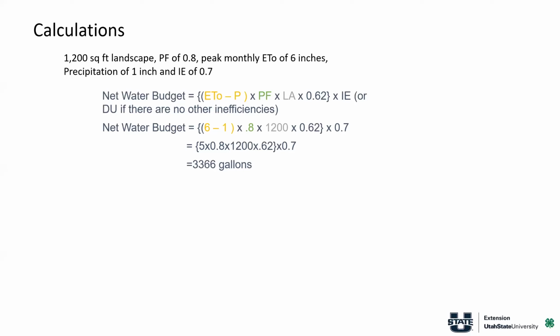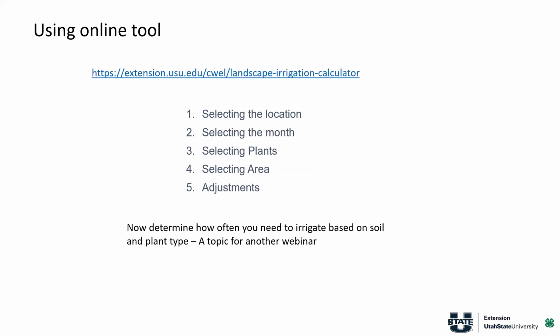Now, you calculate this for each hydrozone, because each hydrozone would have a specific plant factor. So you calculate it for all the hydrozones, and you add up all the numbers, the water budget need, and you will get the total water need of the landscape. Now, this is how you do it.